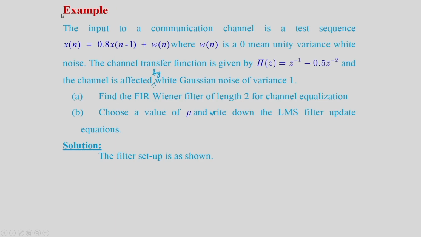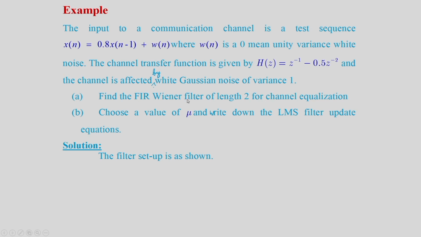Let us consider one example. The input to a communication channel is a test sequence given by x[n] = 0.8 x[n-1] + w[n], where w[n] is a zero mean unity variance white noise. The channel transfer function is given by H(z) = z^-1 - 0.5 z^-2. So this is an FIR filter, and this channel is affected by white Gaussian noise of variance 1.